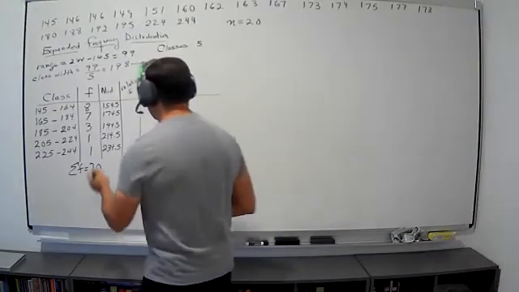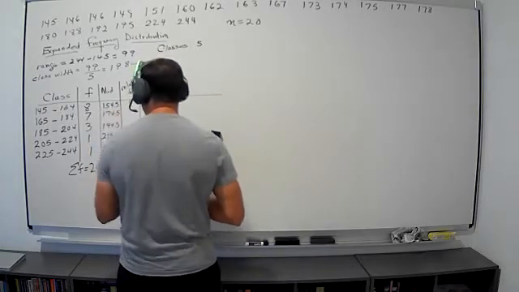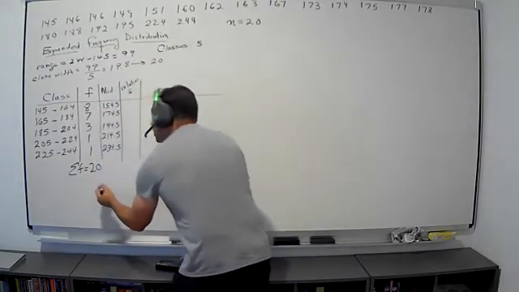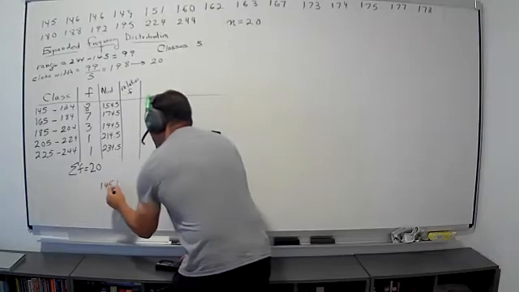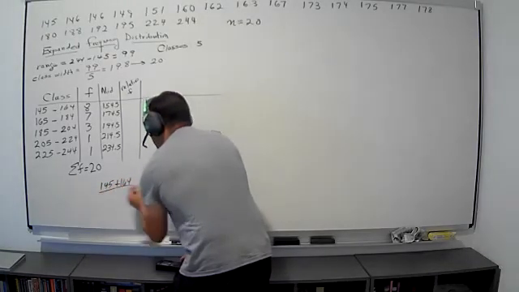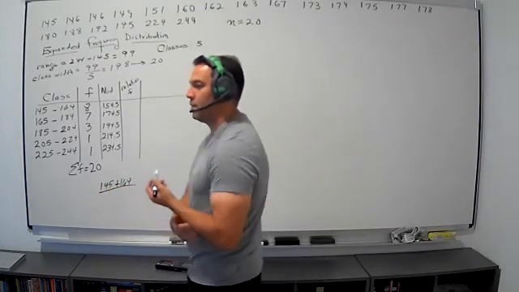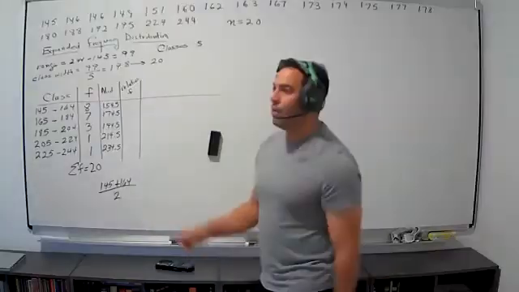Wait, how did you get 154? How did I get it? The way I got 154.5 is I took 145, I added 164. Could you do that first? Tell me what you get. And then you had to divide by 2. That's your midpoint formula.